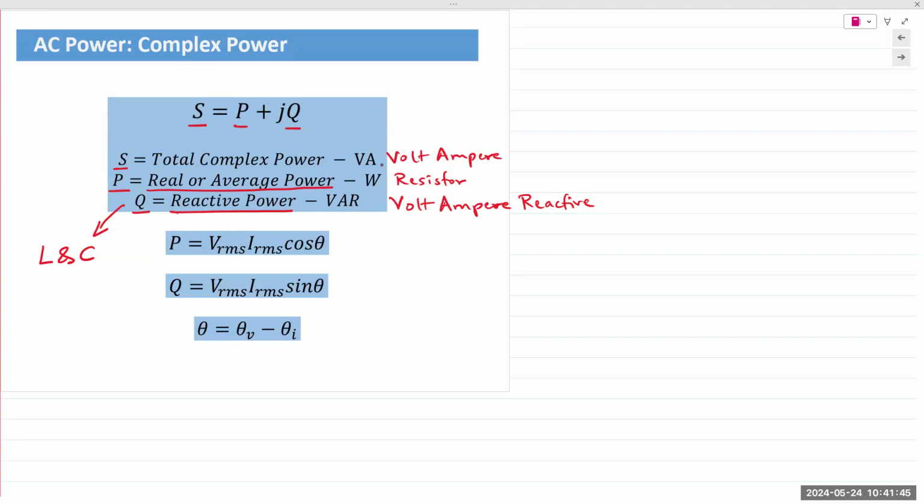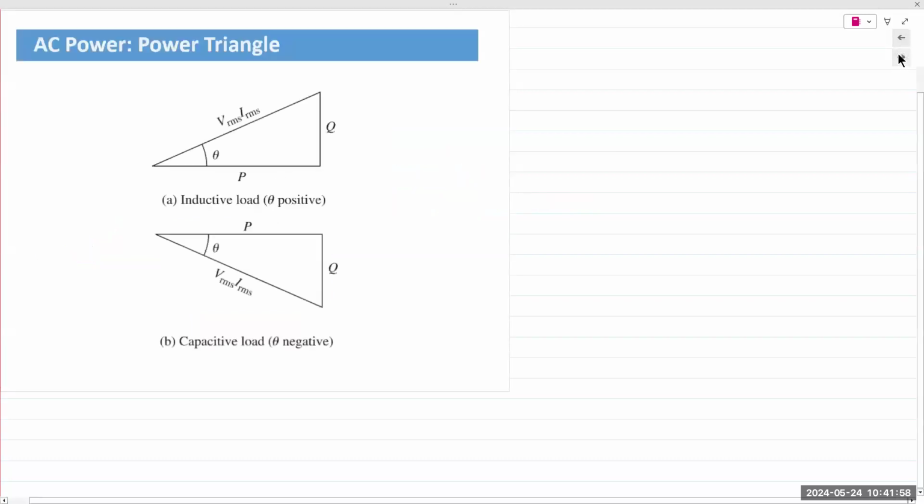That is in rectangular coordinates. P is on the real axis, Q is on the imaginary axis. And so, similar to the impedance, similar to the phasors, we have a triangle, and the triangle is known as the power triangle. It's still the same thing that we have studied previously.